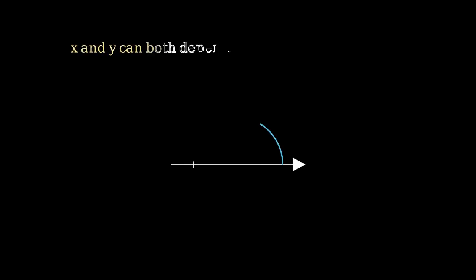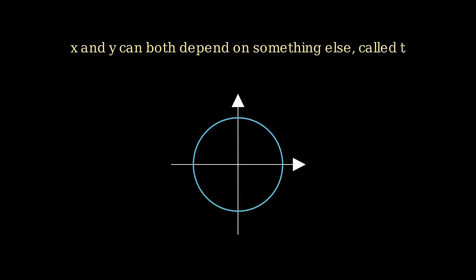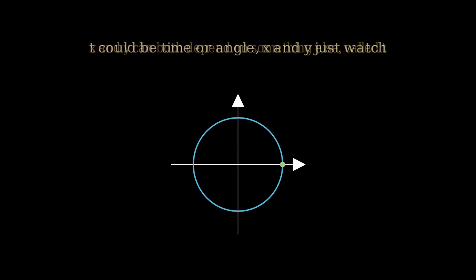Here's the thing, x and y do not have to depend on each other directly. They can both depend on something else entirely, something we usually call t, and we're going to watch that happen right now as a curve draws itself out. That something else, t, could be time, could be an angle, could be anything.